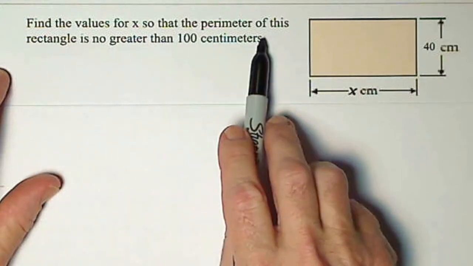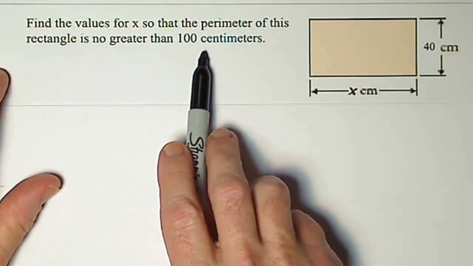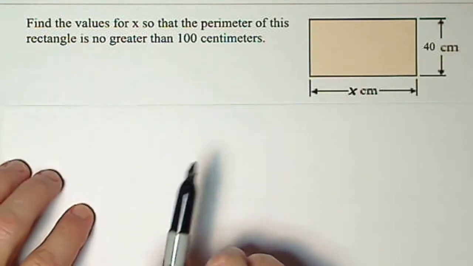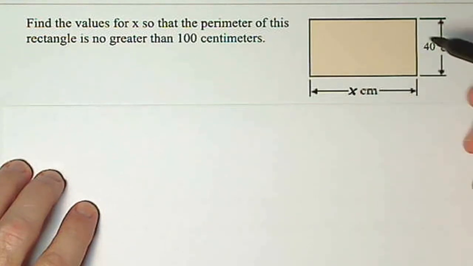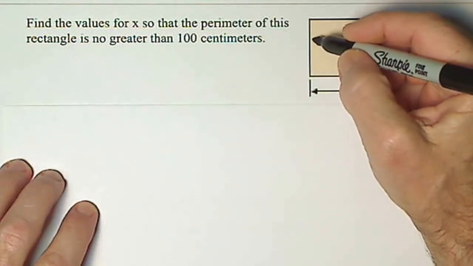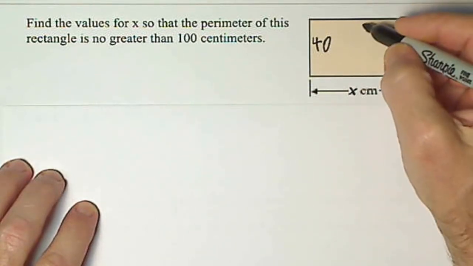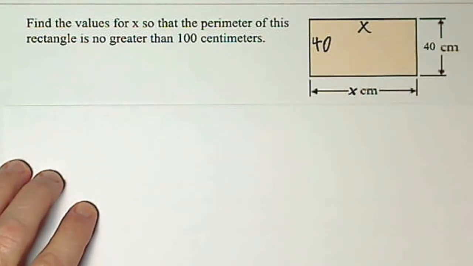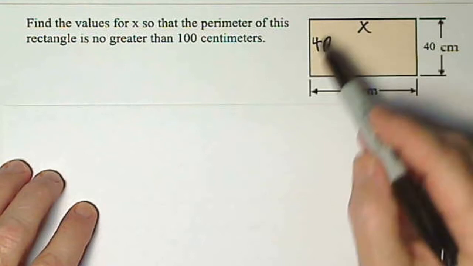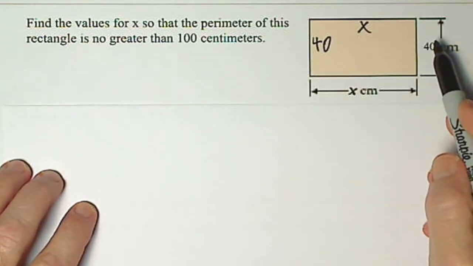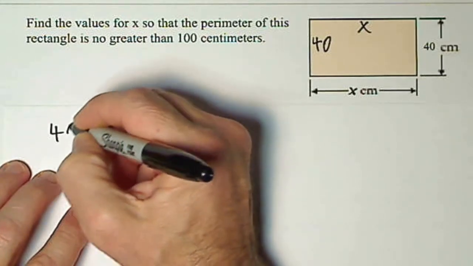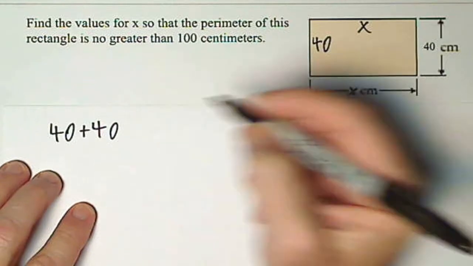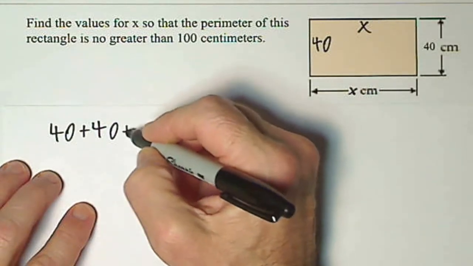Okay, find values for x so that the perimeter of this rectangle is no greater than 100 centimeters. For the perimeter, I could use a formula, but I think it's pretty easy to understand. If this is 40, this is 40. If this is x, this is x. So to find the perimeter, we would add up all 4 sides. So that would be 40 plus 40. I'll go ahead and write this out. And then plus x and plus x.